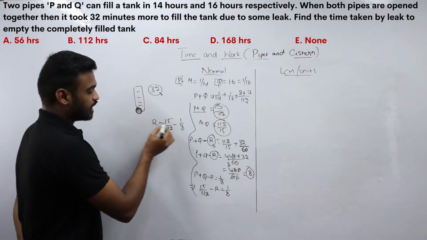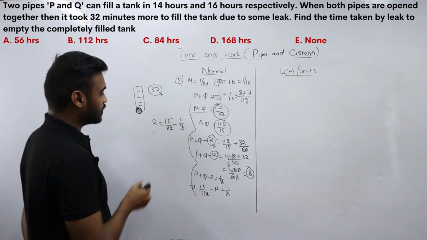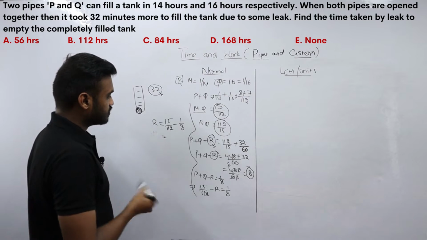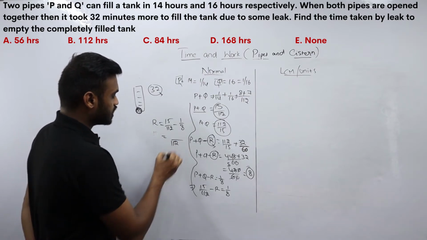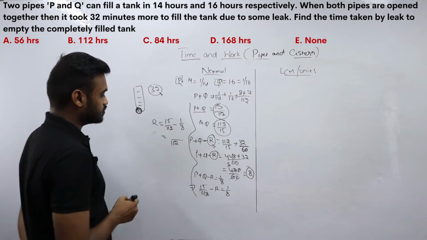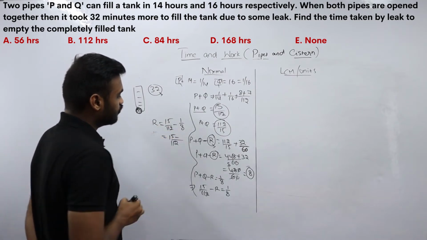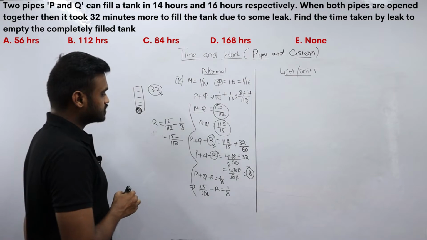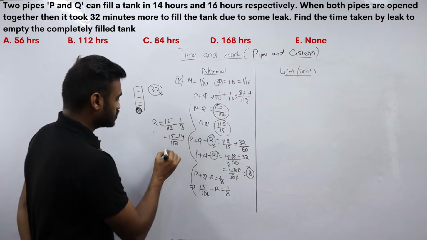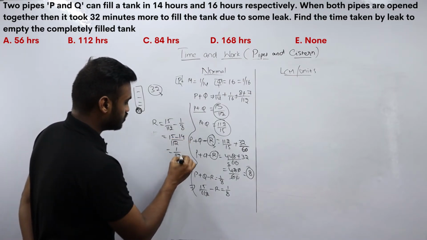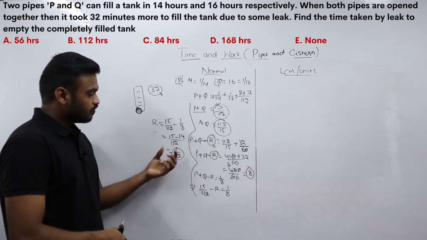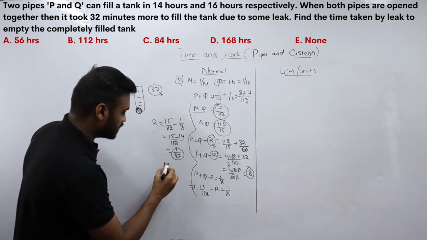So I will get R equal to 15 by 112 minus 1 by 8. The LCM of 112 and 8 is 112, because 112 is divisible by 8 also. So 15 by 112 into 112 is 15, minus 1 by 8 into 112, that is 14. So it will get 1 by 112.